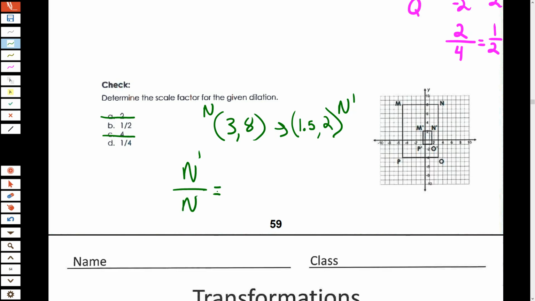I don't want to use the decimal, so let's use our y coordinate. My N prime is 2 and my N is 8. Well, 2/8 reduces to 1/4. Now, if you ever mix those up, and this is what I was talking about with the common mistake, if you forget and put N over N prime, what are you going to get? You're going to get 4 over 1.